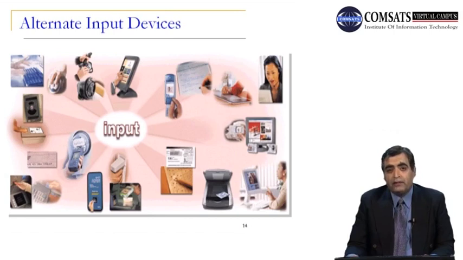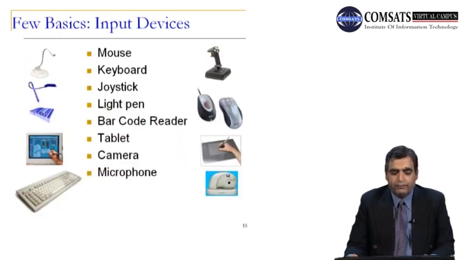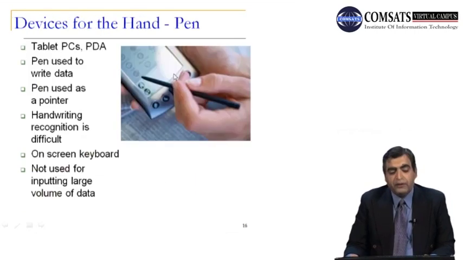Nowadays, 3D technology is also coming. We will now discuss several categories of alternate input devices and discuss the special uses of each. Apart from the mouse and the joystick, you can also input with the light pen, the barcode readers, the tablets, the cameras, and the microphones. First of all, we will discuss the devices for the hand.